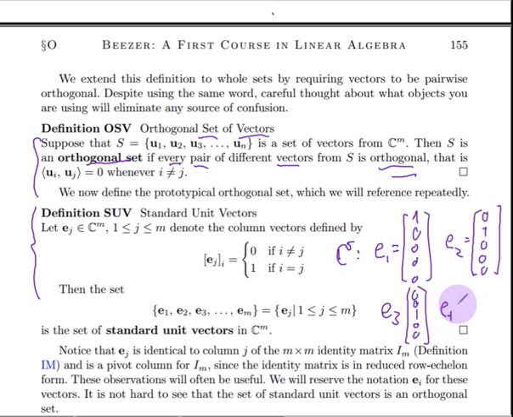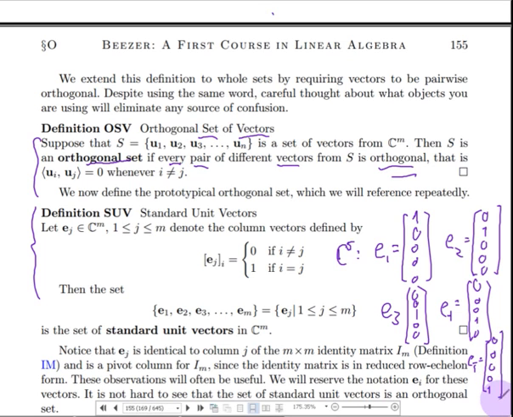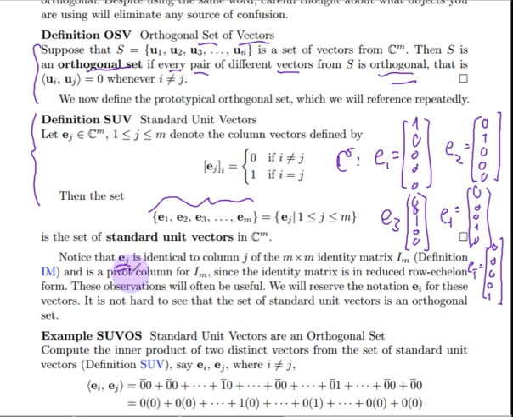If I do E4, it's going to be equal to 0, 0, 0, 1, 0, and then E5 is 0, 0, 0, 0, 1. So I get a set of 5 vectors. In m-dimensional space, you'll always get a set of m standard unit vectors. Now notice, as you see in my example here, that the jth vector in this set is equal to the jth column of the identity matrix. Look, this is the first column, second column, third, fourth, fifth column of the identity matrix.